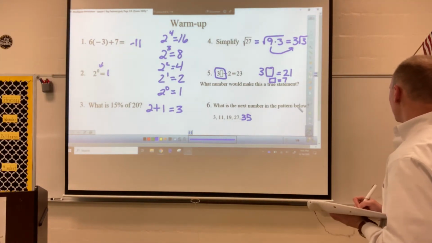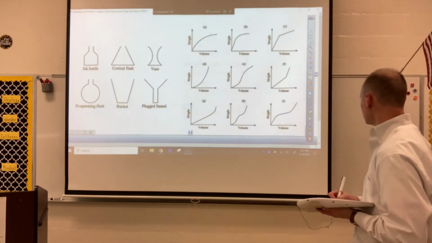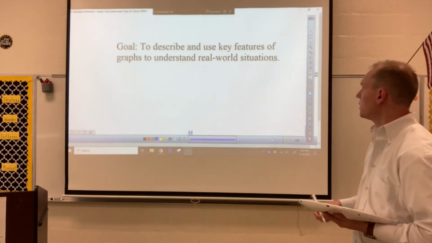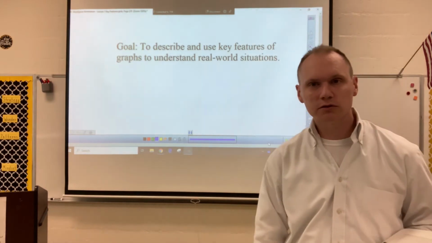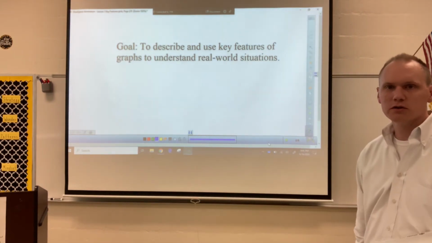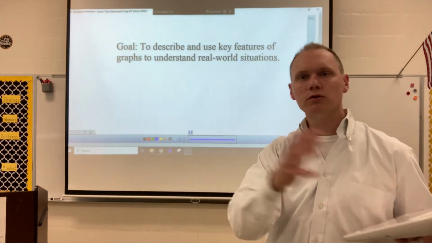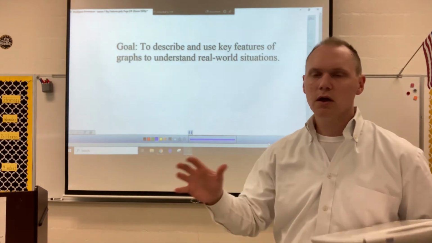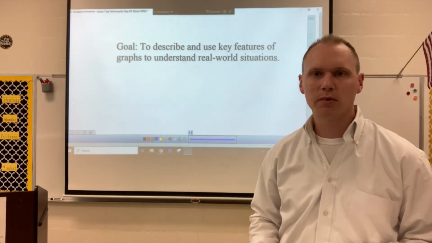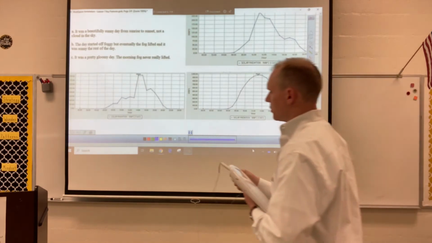So let's move on to our goal for today, which is to describe and use key features of graphs to understand real-world situations. So we're going to try to tie real-world situations and context to the graphical representation of whatever quantities are happening in that context. So let's start with our first example here.